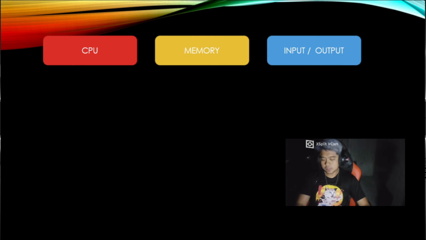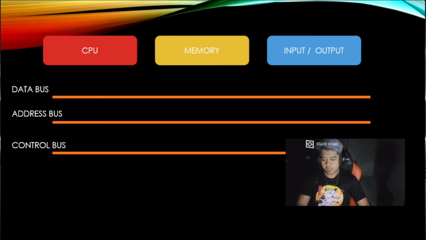And so, CPU, memory, and input-output unit, these three components communicate with the use of buses. We have the data bus, address bus, and control bus. First is the data bus. Data bus may get or pass data to the CPU, memory, and input-output units. For the address bus, it will get the address from the CPU and pass it to the memory or to the input-output unit.